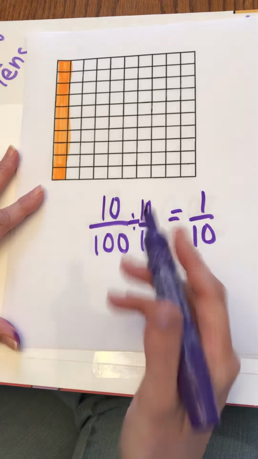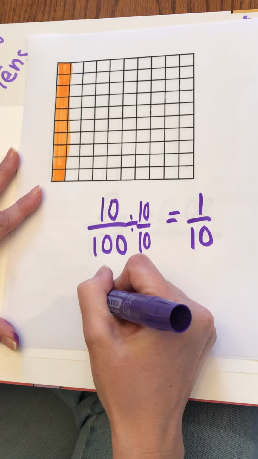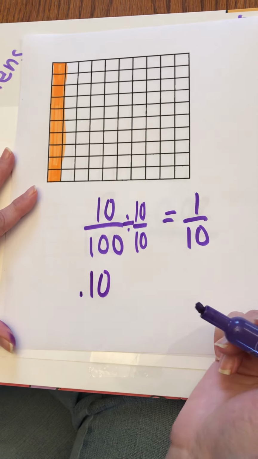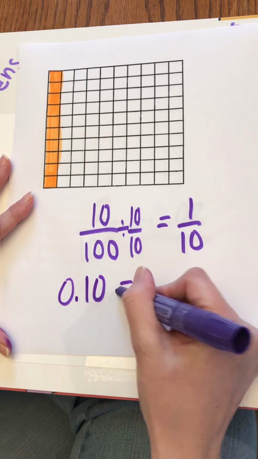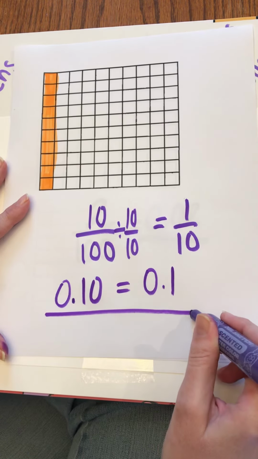So if I write this as a decimal, I could write it as 10 hundredths, or I could just write it as 1/10. So again, these are equivalent.